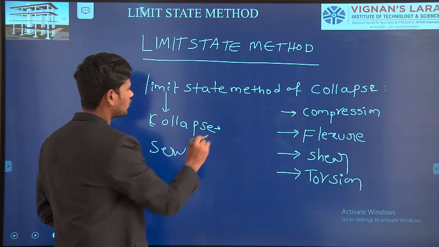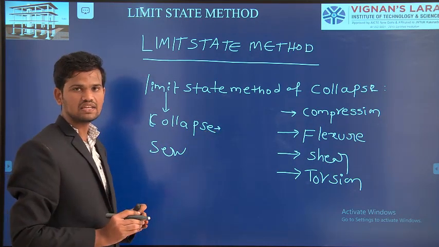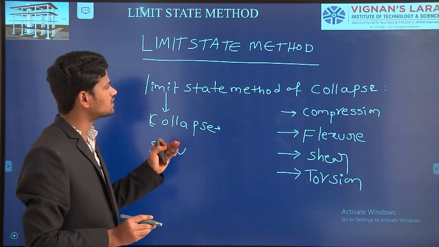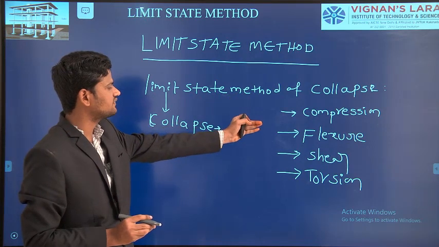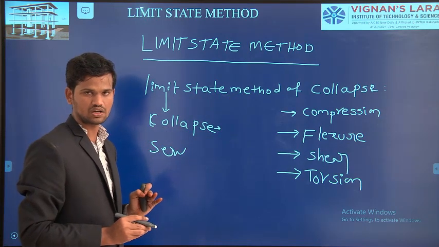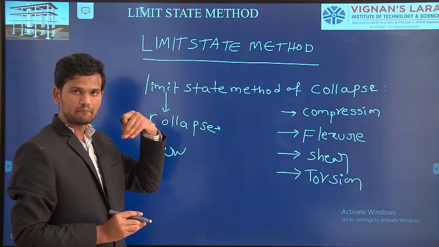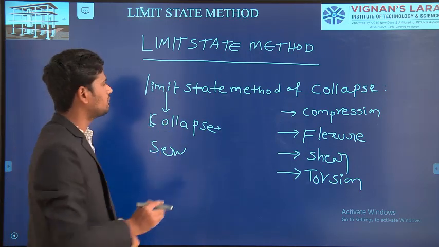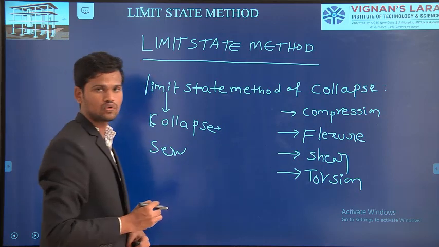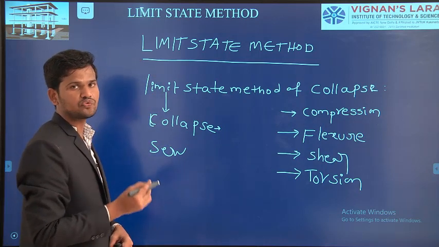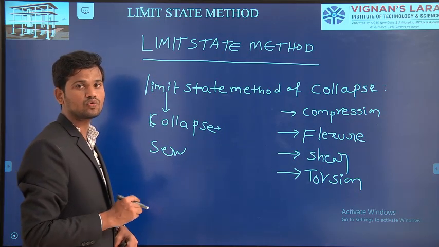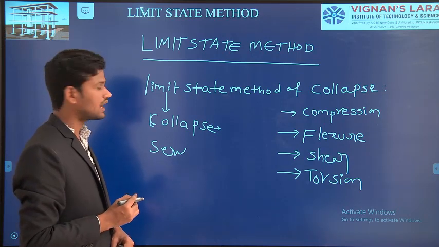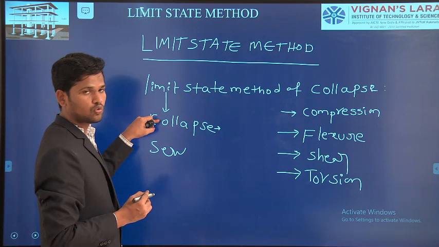Limit state method of collapse means while designing any structural member, due to the application of loads, the structural member may get compression, flexure, shear and torsion. That means after construction of the structure, due to application of the load, the member will experience these forces. If you design the concrete member for those forces, it is called the limit state method of collapse.